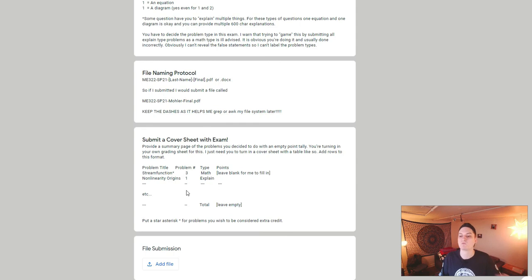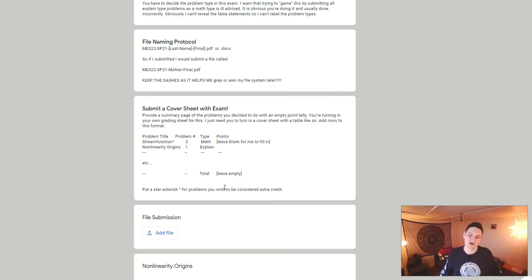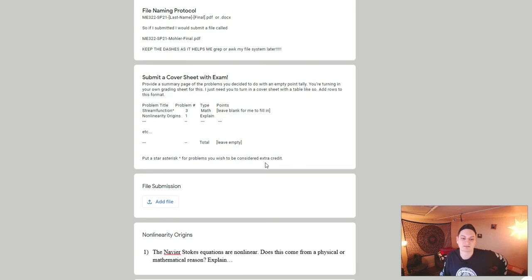So this is one row per problem. If you want to do 8 and 2, you should have 10 problems, so 11 rows: the header, and then each problem. Fill in these things. I imagine you all know how to make a table in Word to do this correctly, so I don't want to go in and do that. You certainly should be able to do that. One last thing. Notice here there's a star on stream function. For any of the problems that you want graded as extra credit, put a little star on there. Okay? And that's your final.